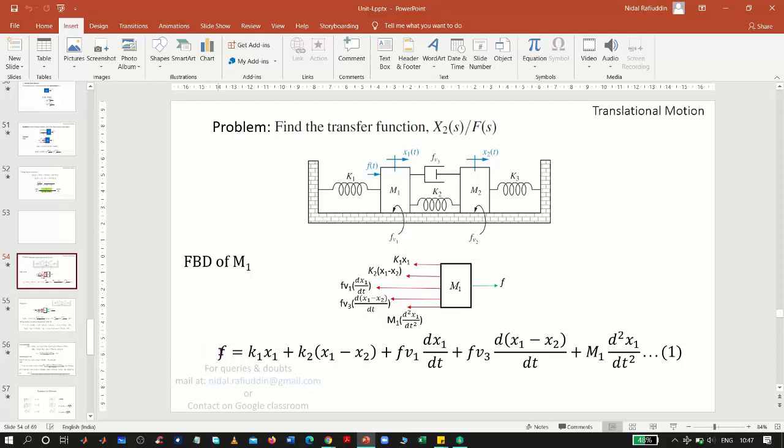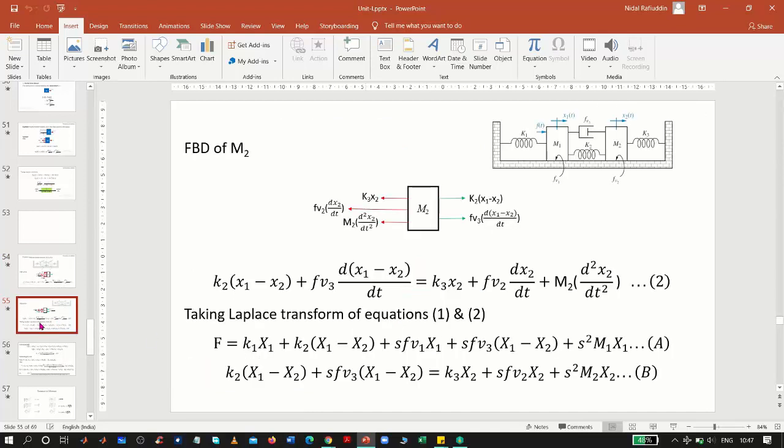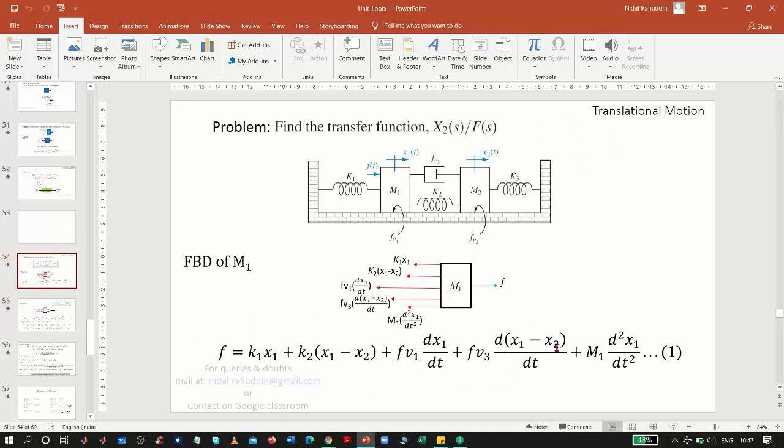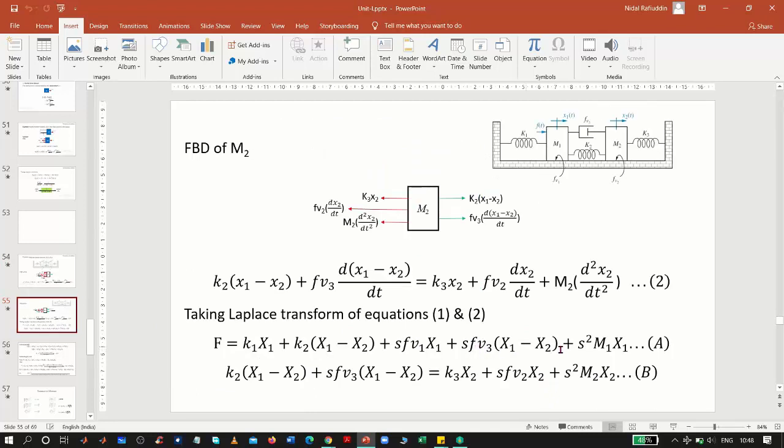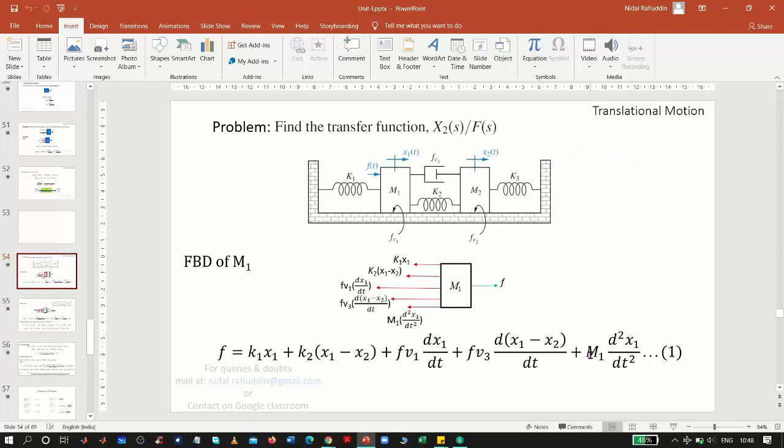Laplace domain. So capital F will be equal to K1 capital X1 plus K2 times capital X1 minus capital X2 plus FV1. And now you have the first derivative of x1, which in Laplace domain will be written as S times x1. So if you look at this equation, you have S times x1 of FV1. Likewise, FV3 d by dt of x1 minus x2 will be written as FV3 s times capital X1 minus X2. So this is s times FV3 times X1 minus X2, and corresponding to mass, because you have a double derivative here, this will be written as s square m1 capital X1, which is written over here.